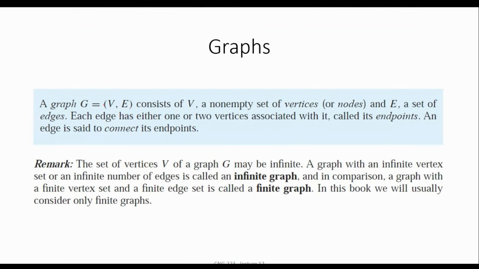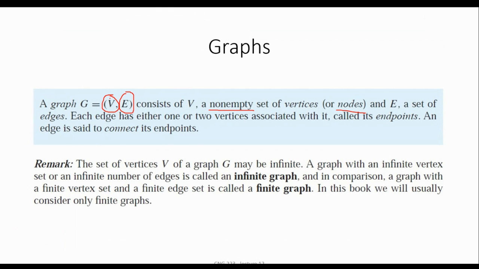A graph G is defined as a pair of two non-empty sets V and E. Non-empty means that each set should contain elements. V corresponds to vertices or nodes, and E corresponds to edges.